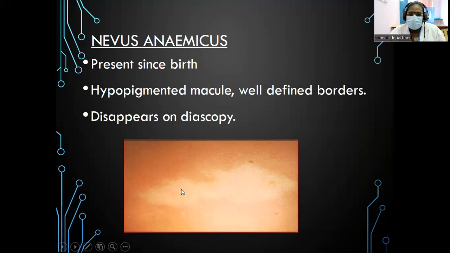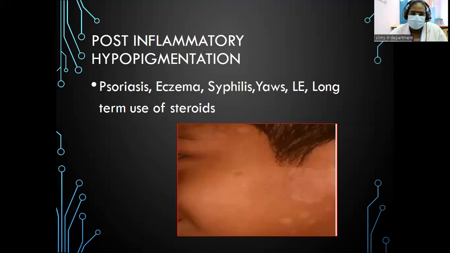with a well-defined border. There is no scaling, and there is one test: taking a clean glass slide, pressing it over the lesion, it will blanch. This is known as the diascopic test, to differentiate between nevus anemicus and another condition called nevus achromicus.